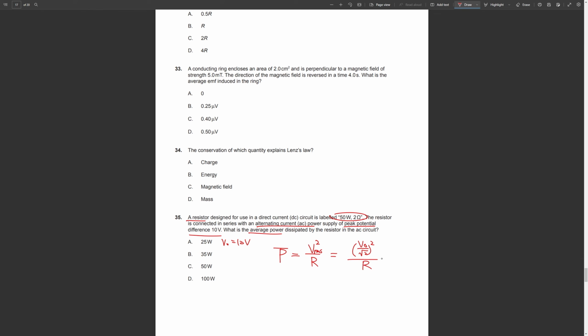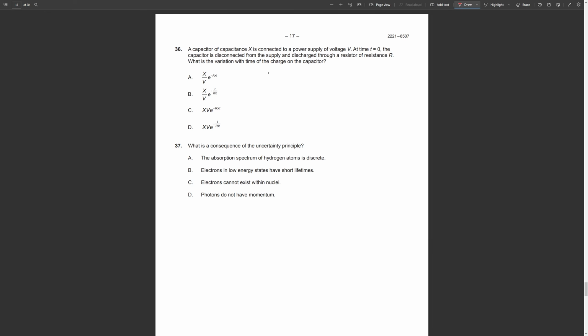You can substitute every number in. You have the peak voltage squared divided by R at the same moment times 1 over 2. It is half times 10 squared over 2. The answer is 25 watts, A. Question 36. You have a capacitor about to discharge.